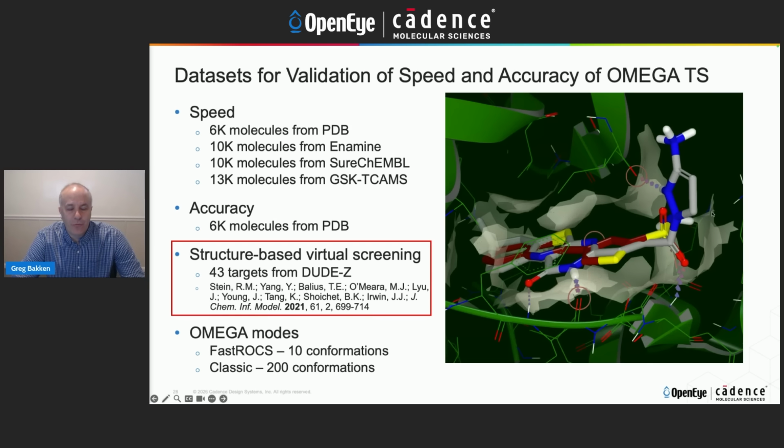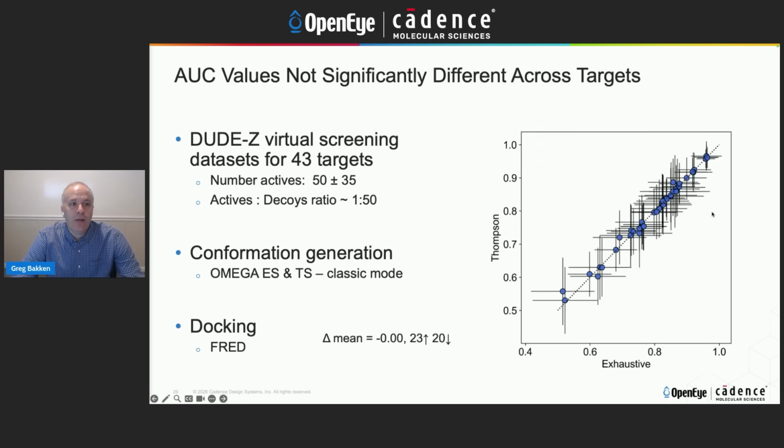Okay, so we've established we can build these ensembles faster. We've looked at the ability to regenerate bioactive conformers somewhere in the ensemble. Now we want to take a look at how well these do in a virtual screening application. And so here we're going to use a literature publication where 43 targets from DUD-Z were examined. For each of these targets, there were a set of active compounds and then a set of decoys that were present in about a 1 to 50 proportion, actives to decoys.